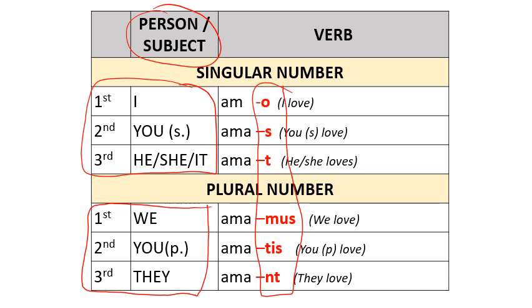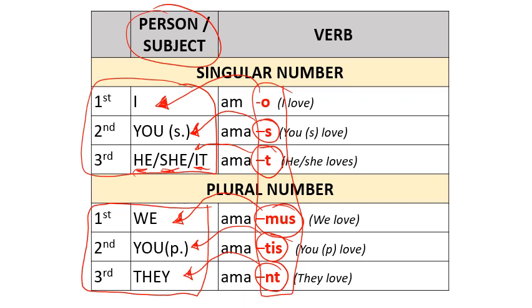When a verb ends in O, the subject of this verb is going to be I. When the verb ends in S, the subject will be you, singular. When the verb ends in T, the subject will be either he or she or it. In the plural number, when the verb ends in mus, the subject will be we. Tis is you plural, and nt is for they.